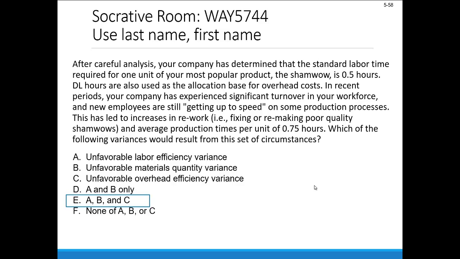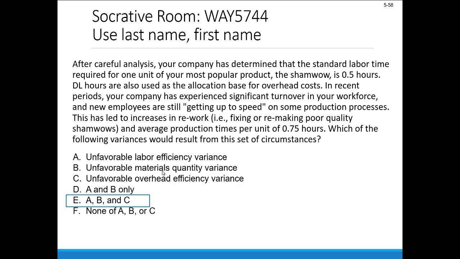So our answer there is E. A, B, and C all could result from that set of circumstances. So let's go through the 3 potential types of variances here in A, B, and C. A was an unfavorable labor efficiency variance. Now it does tell us that average production times are 0.75 hours per unit. Our standard says it should be 0.5 hours. So yeah, we could have an unfavorable labor efficiency variance. It's taking longer than the standard says it should to make each unit.